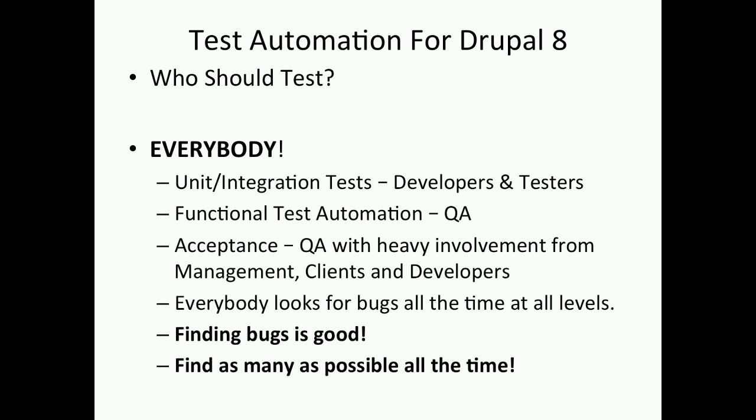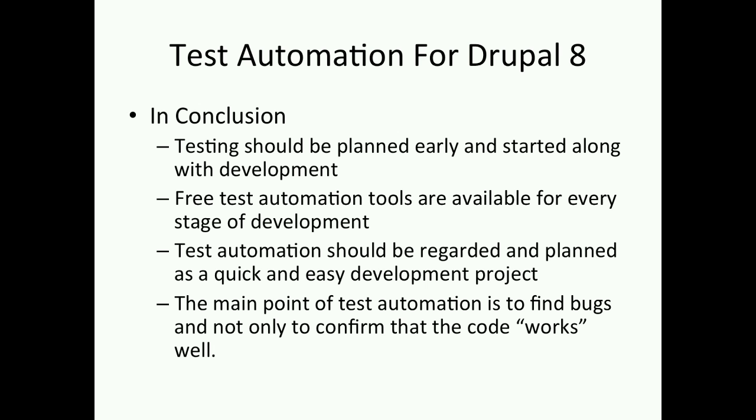Functional testing, QA should do that, because you need the critical distance. You need to stand back. Somebody needs to stand back. Acceptance testing is done with quality assurance, with heavy involvement from management, clients, developers. So everybody looks for bugs all the time at all levels. And of course, finding bugs is good. Find as many as possible all the time.